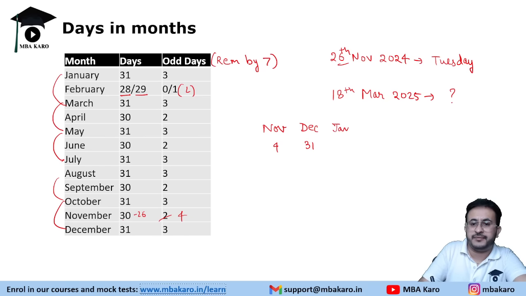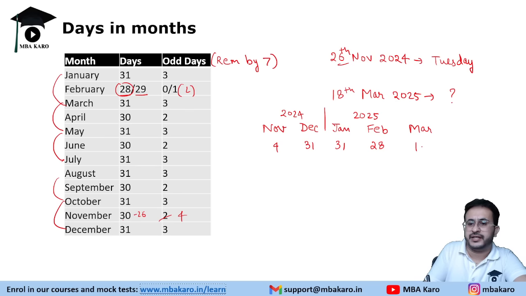Then January will come. January will again have 31 days. February will come. February will have 28 days because it is in 2025. So this was 2024. Now the calendar changes to 2025. February will have 28 days. And March we need to go till 18th. So how many days in total?